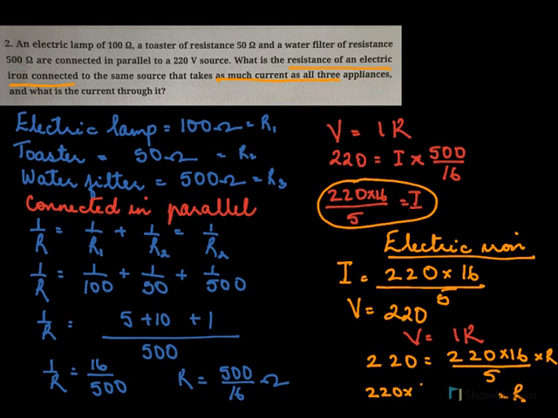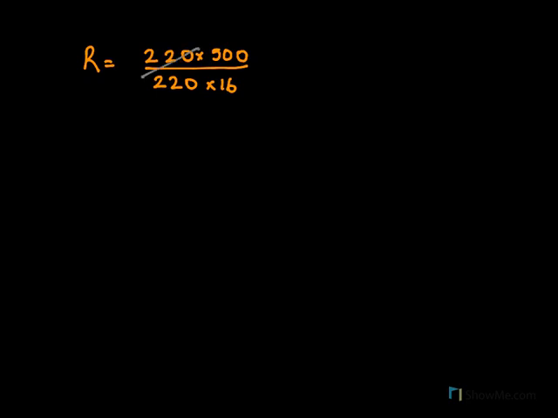So the resistance here will be 220 over 220 into 16 over 500. Here if you notice I made a mistake, there should be 500 here, which means it's not 5, this is 500. So this is the resistance, we cancel this out, we'll get R equals 500 over 16 ohms. That is the resistance of the electric iron.